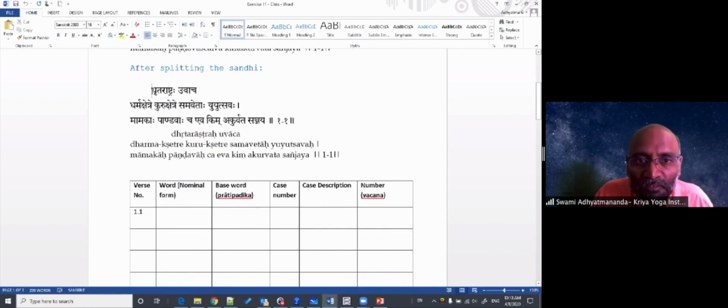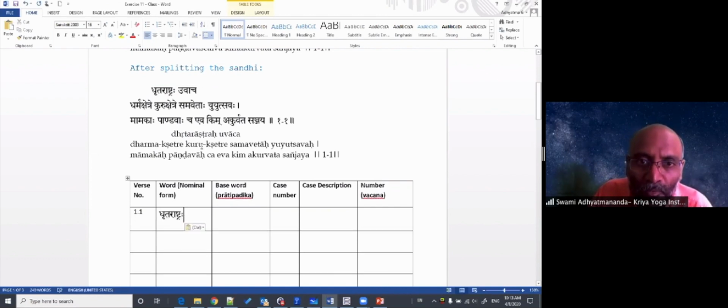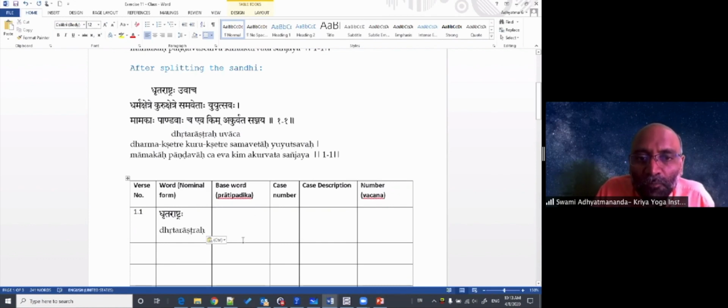So this is clear, like Ramaha, Dhrutarashtraha, it's ending in akara. So I can use this word here, Dhrutarashtra. Here, what will be the base word? Like in the case of Ramaha, the base word is Rama. So the base word would become Dhrutarashtra.